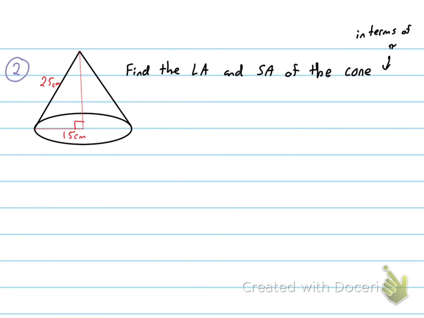So let's find the lateral and surface area of the following cone, and let's leave everything in terms of pi. The lateral area is pi times radius times slant height. So pi times 15 times 25. This is pretty easy because they give us all the information that we need. So we're left with 375 pi.